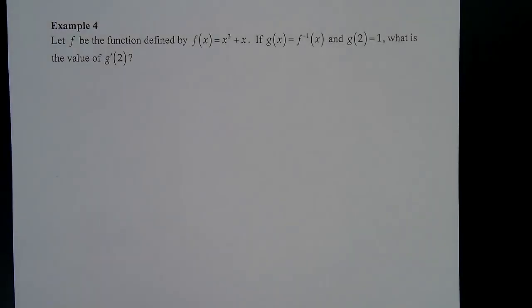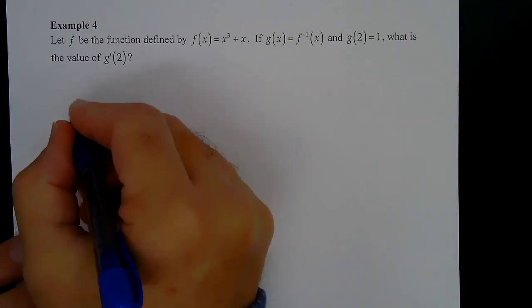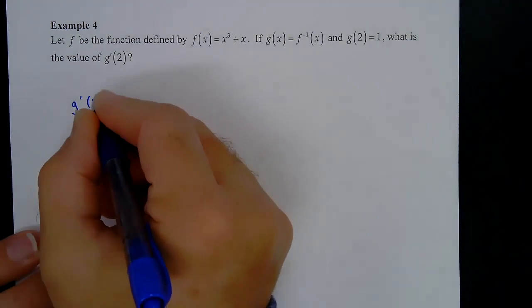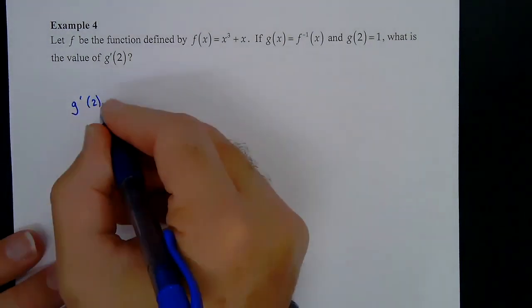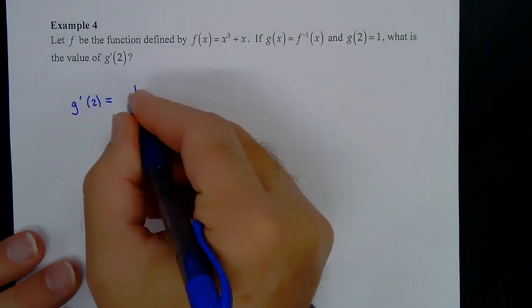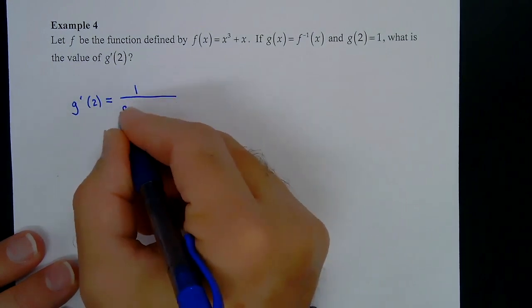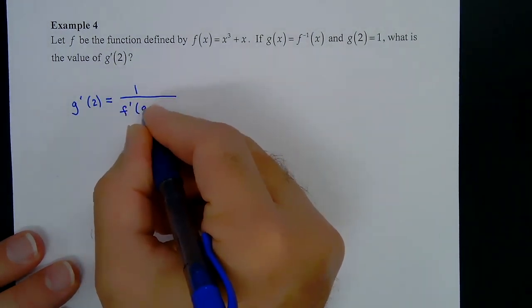Let f be the function defined by f of x equals x cubed plus x. If g of x equals f inverse of x, okay, so that's telling us f and g are inverses of each other. g of 2 equals 1. What is the value of g prime of 2? Okay, so here we go. g prime of 2. Well, because g and f are inverse functions, this is equivalent to 1 over f prime of g of 2.